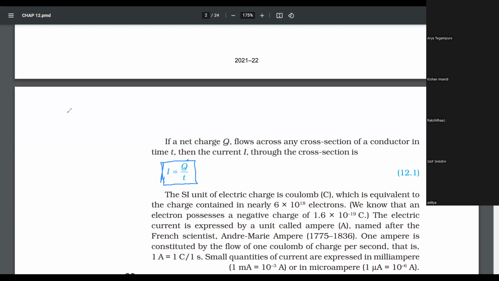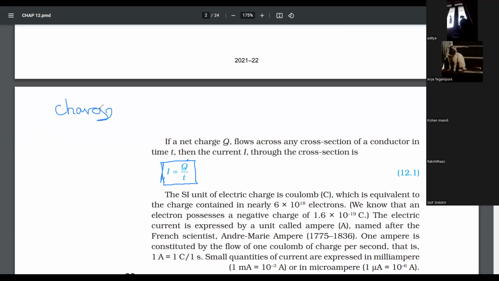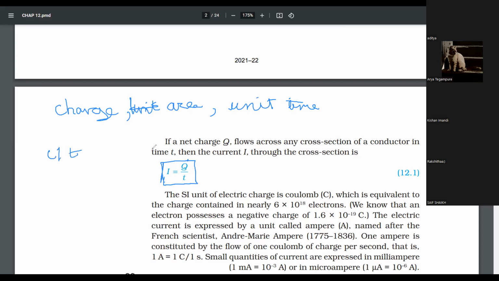So we saw that electric current, I'm rehashing this again, this is the word definition. We saw that the electric current is the amount of charge flowing through unit area or flowing through an area in unit time. Yes, in a certain interval of time. So what does that mean? That means charge per time.